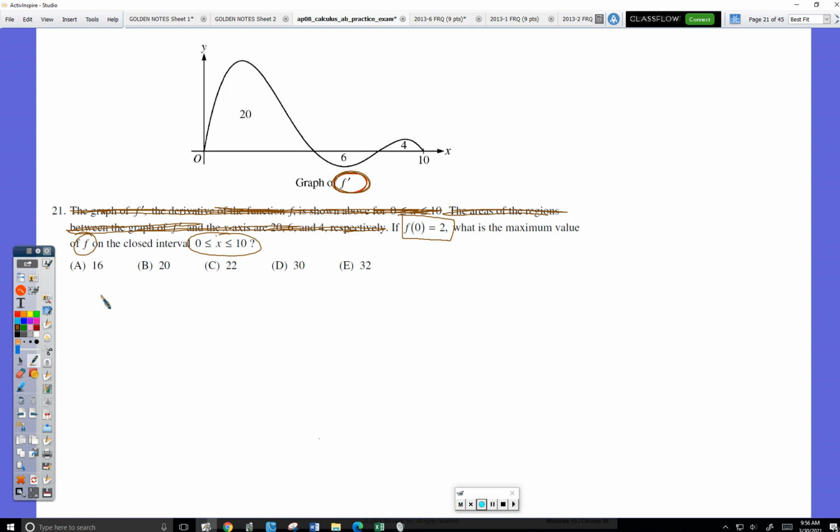f prime has a value of 0 when x has a value of 0. Oh, interesting. No numbers there. Have to go A and B. When x equals 0, A, B, or 10. Questions so far?